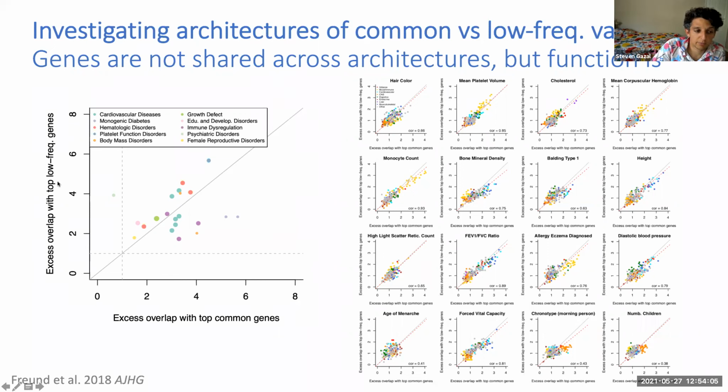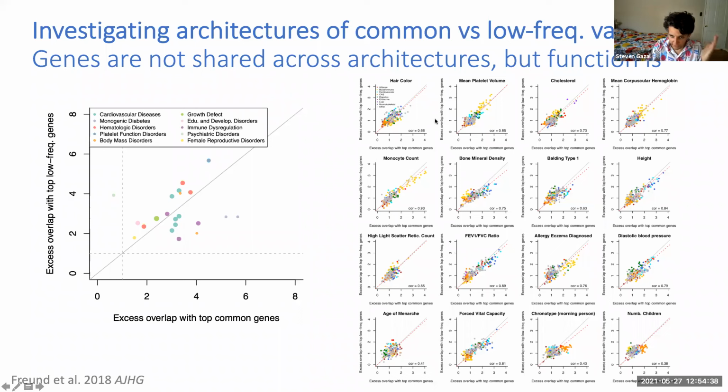showing that maybe these two sets of genes are not the same, but they share the same function. Here we did the same by looking at overlap across genes that are cell type specific. For example, if we look at mean platelet volume as a trait, we observed that the excess overlap for the low frequency genes and the common genes is the same and very high for genes related to blood and immunity.